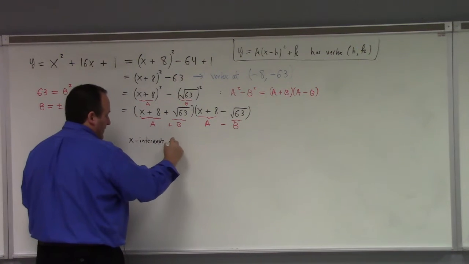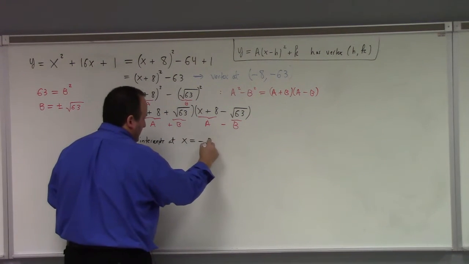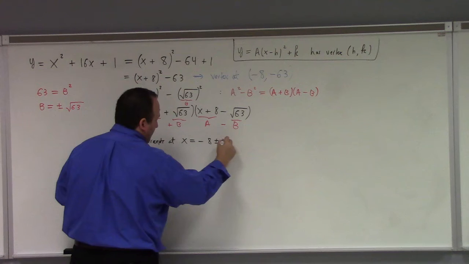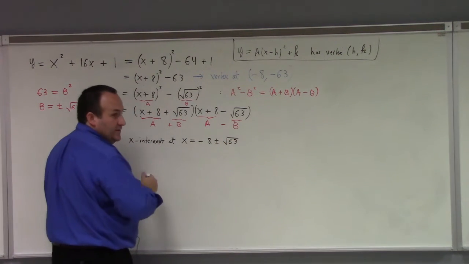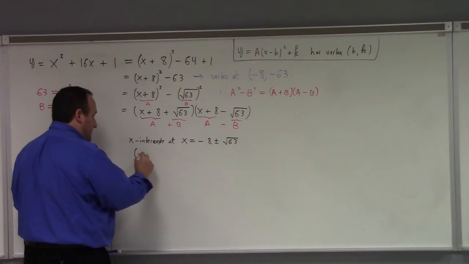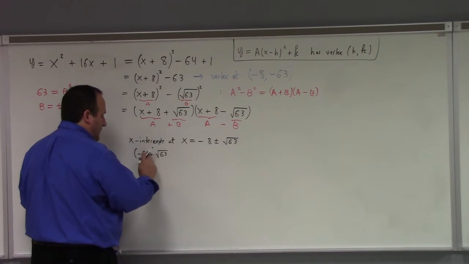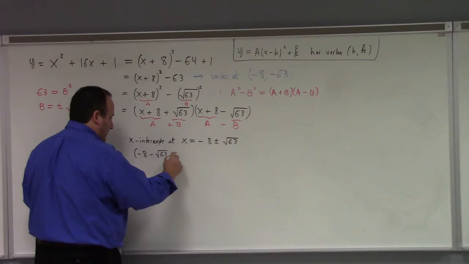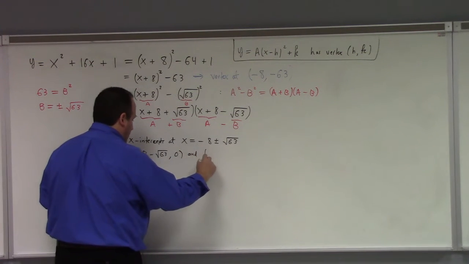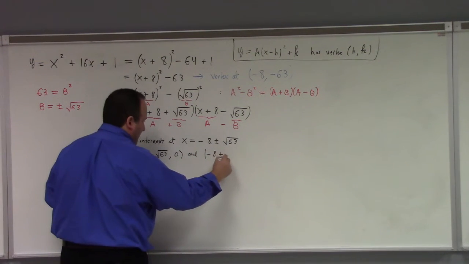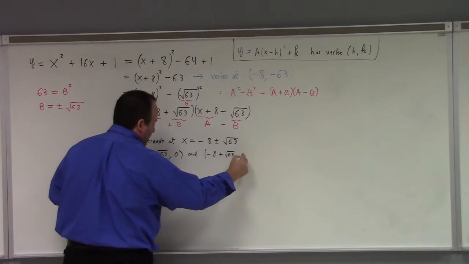X-intercepts at x equals minus 8 plus or minus the square root of 63, which is to say that the x-intercepts are actually minus 8 minus root 63, comma 0, and minus 8 plus root 63, comma 0.